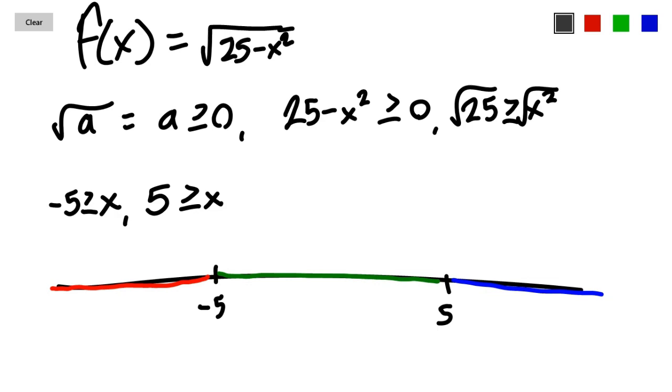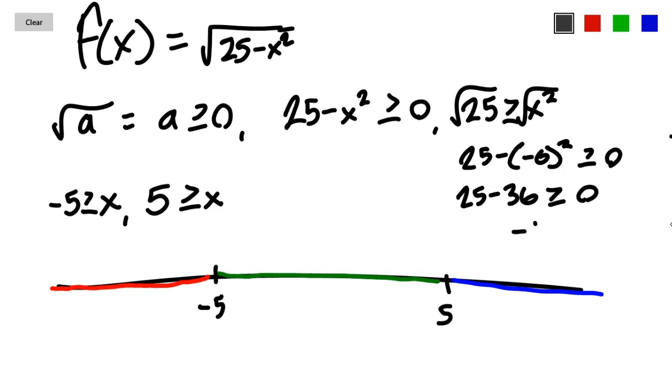So if I pick a number that's below negative 5, I'm going to pick negative 6 and see if the inequality holds true. So 25 minus negative 6 squared, and I need this to be greater than or equal to 0. In other words, a positive number. So I have 25 minus 36 is greater than or equal to 0, and it says that negative 11 is greater than or equal to 0, which we know is a false statement. Negative numbers are less than 0. So I know that I'm going to get a negative value inside of this interval, which means that it is not valid.